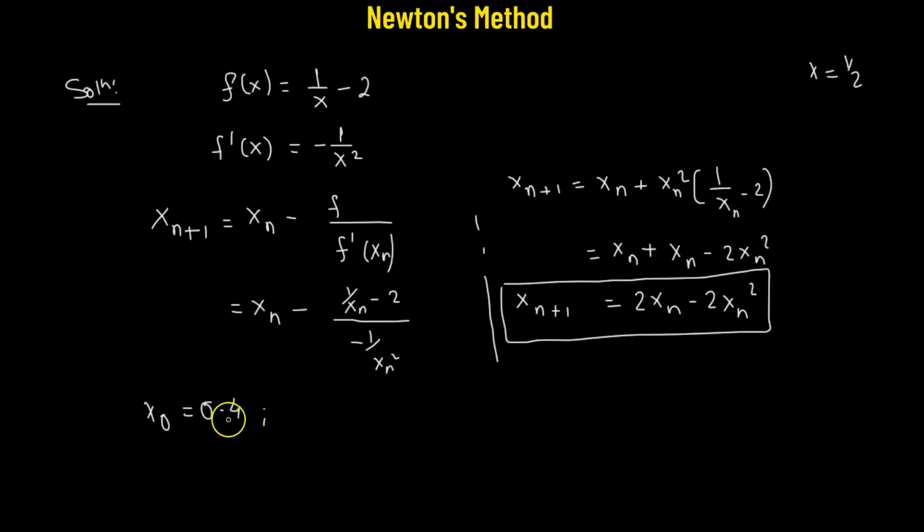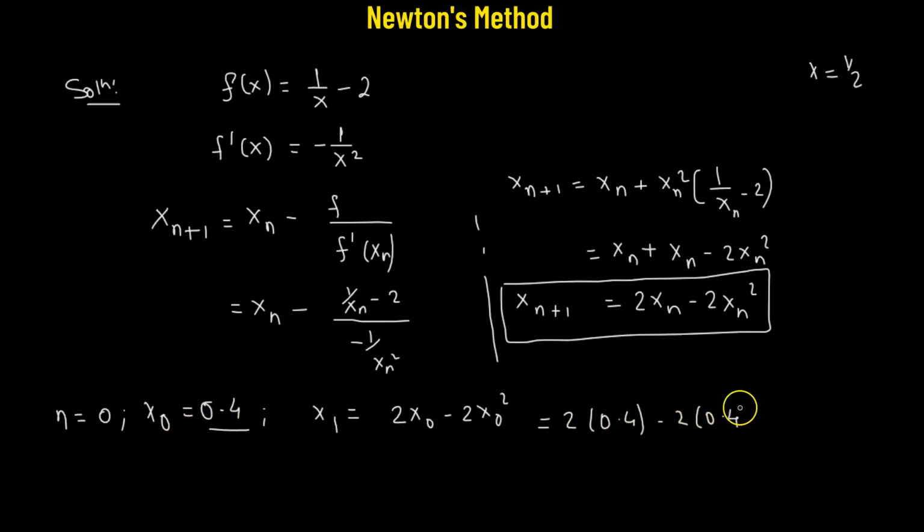So for x0 equals 0.4 and n equals 0, we will have x1 equals 2x0 minus 2x0 squared. Let's substitute this value. So we have 2 times 0.4 minus 2 times 0.4 squared. Solving this, we get 0.48. So this is x1.